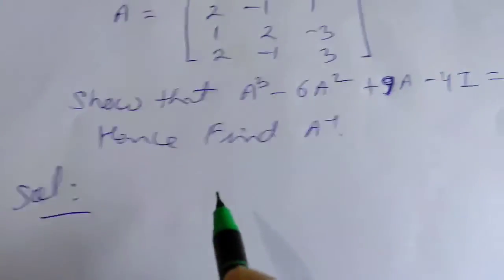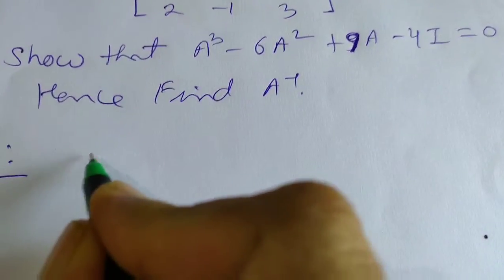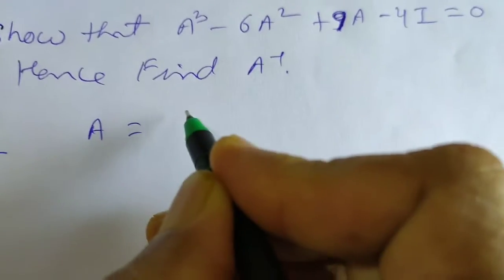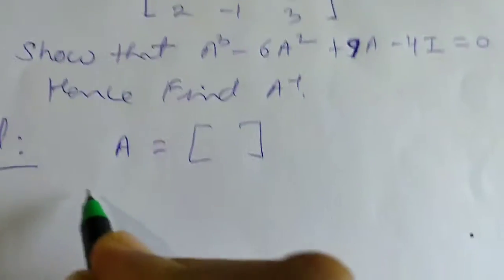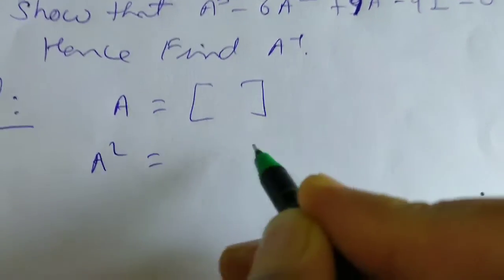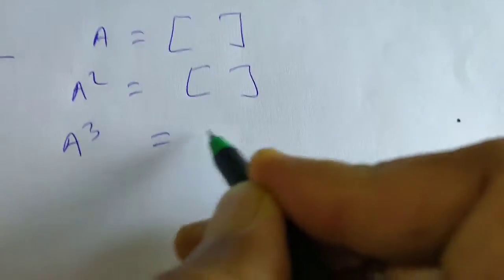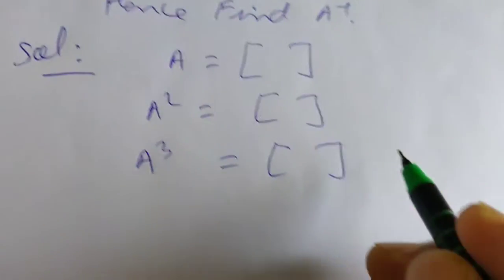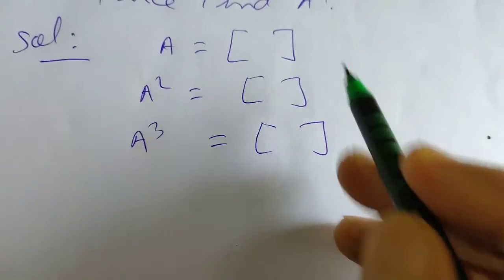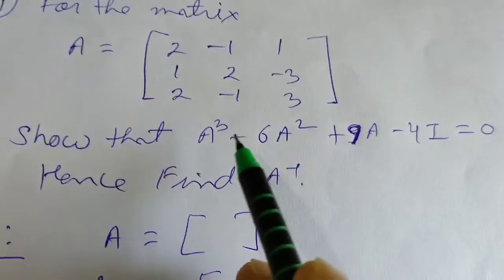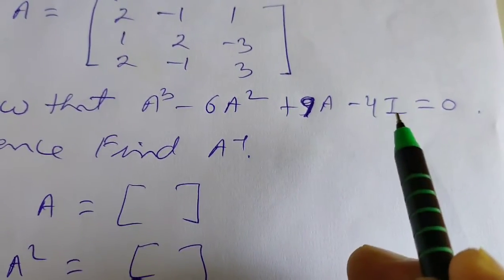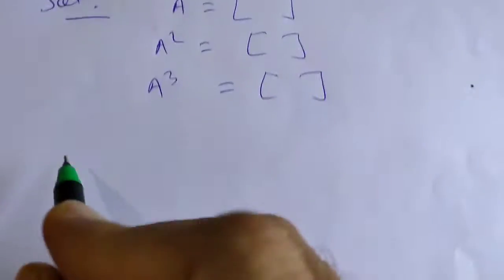So we'll start solving this one. Solution. First part you already know how to solve. First of all, write down the matrix A and then find A square. You know how to find A square, and then find A cube, and then put all the values of A square and A cube in the left hand side of the given equation.